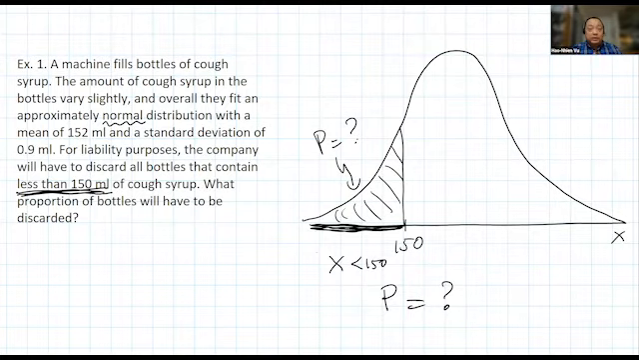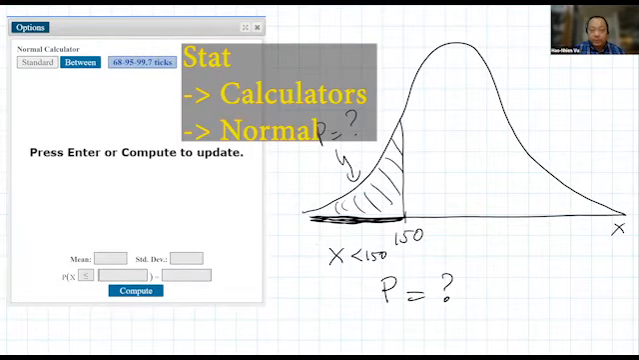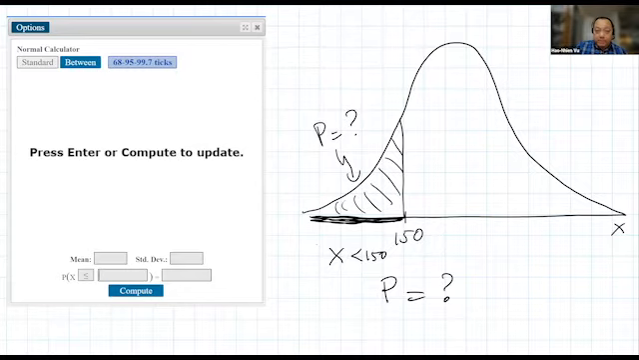So we're going to take this and we're going to put it in StatCrunch. To get here, you click on Stat, Calculators, Normal. And right here, the P is what we don't have, right? And P, open parentheses, close parentheses, is equal to this number. And this is a number that we don't have. So we're going to leave that box blank. The inside of the parentheses, we do know that it's x less than 150.